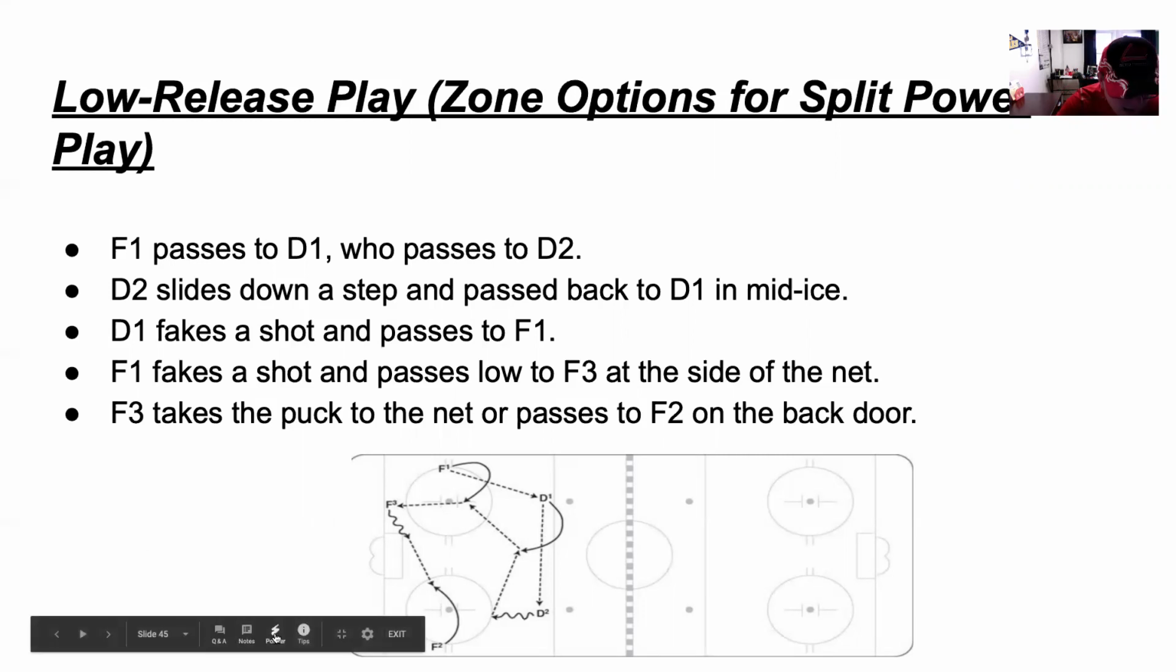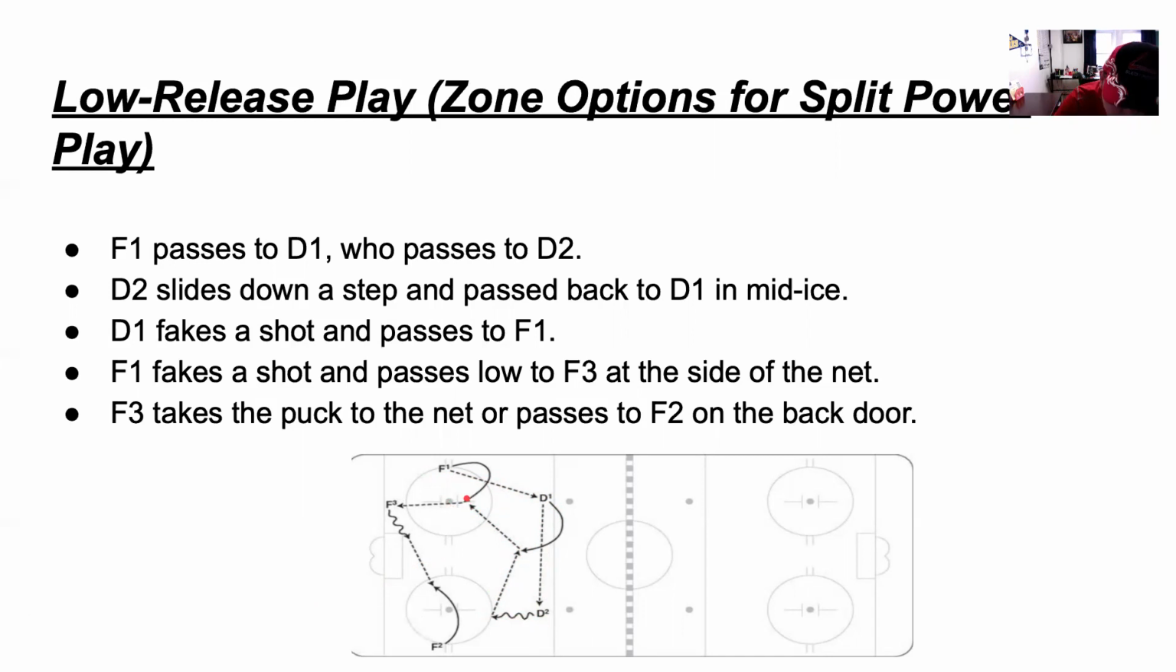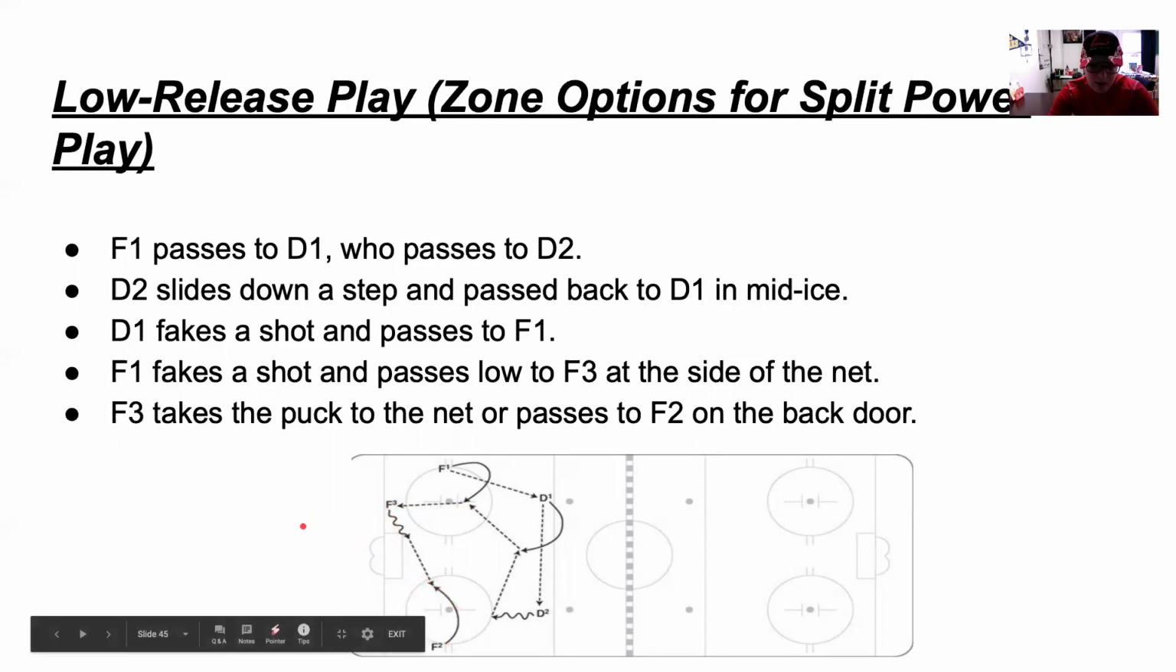So F1 passes to D1. Okay, and then D1's going to make a quick pass to D2. D2 is going to come skating down while D1's coming up. Okay, D2 is going to make a pass to D1, who'll take the fake shot and pass back to F1. Then F1 will make a fake shot past F3, and F3 will skate up a little bit past F2, and then F2 will make a one-timer, okay, for a backdoor play and a one-timer.